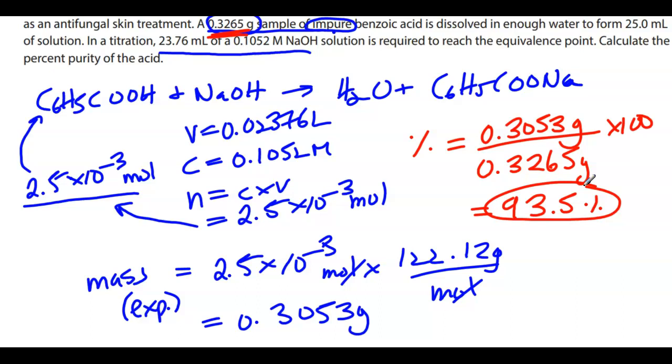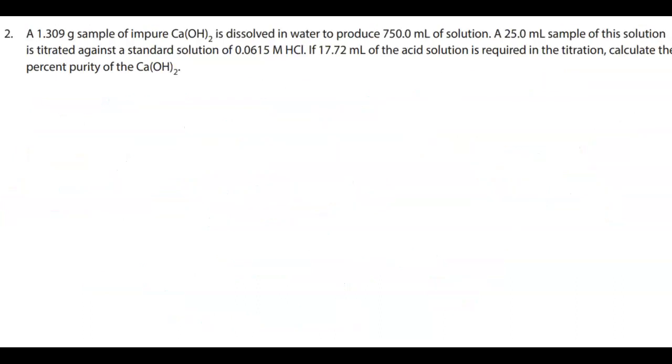But do you see how here the moles from this titration calculation is different than the moles that would have been if we just took the 0.3265 grams to determine it, right? So there were some extra things in there that were not reacting. Okay, so let's look at this other one.